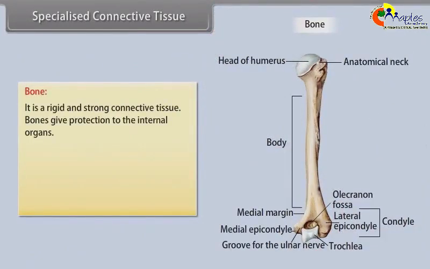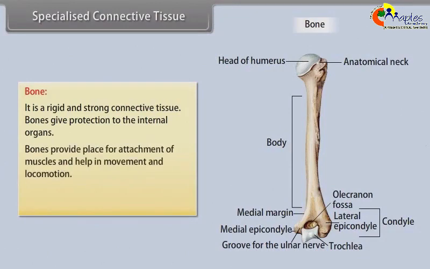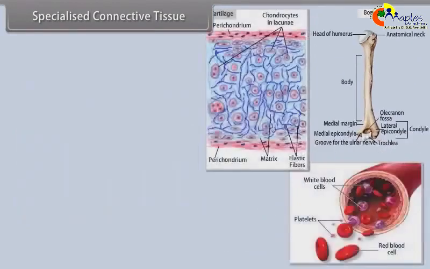Bone is a rigid and strong connective tissue. Bones give protection to the internal organs. Bones provide a place for attachment of muscles and help in movement and locomotion. Long bones of the limb serve the weight-bearing function.